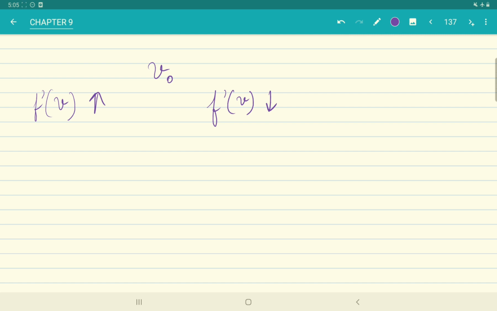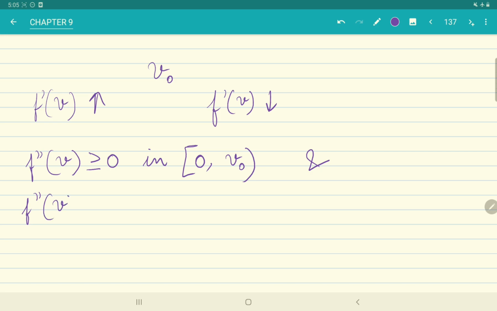So if we assume that the function I'm concerned about is twice differentiable, and I also know that f prime v, that is the marginal product, is increasing up to a certain production level, and after that production level it starts to decrease, that just means that f double prime v is greater than or equal to 0 in 0 to v naught, and f double prime v is less than or equal to 0 in this. Obviously that means f double prime v is going to be equal to 0.